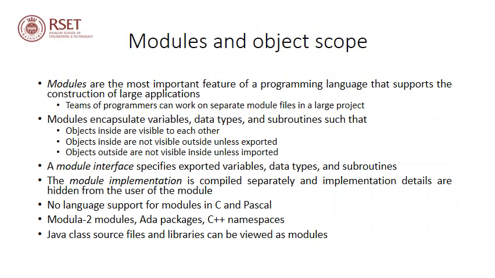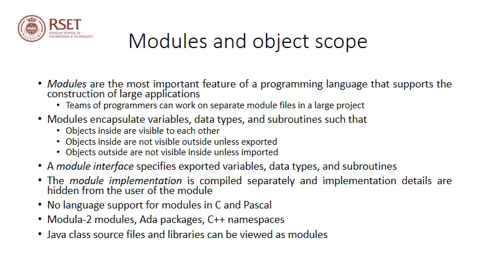Let's now discuss modules and object scope. Modules are the most important feature of a programming language that supports the construction of large applications. Teams of programmers can work on separate module files in a large project. Modules encapsulate variables, data types, and subroutines such that objects inside are visible to each other, that is within the same module. Objects inside are not visible outside unless exported. Objects outside are not visible inside unless imported.